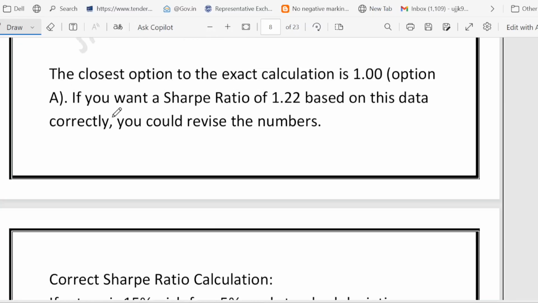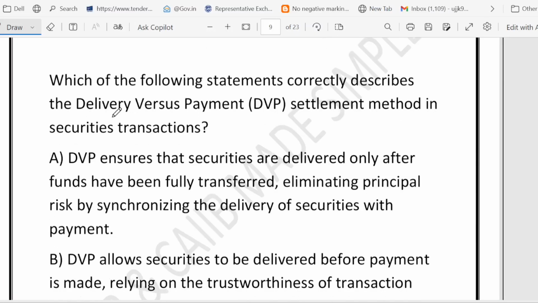Now friends, have a look at this next question. This question is all about DVP, that is called delivery versus payment. So the question is, which of the following statements correctly describes the DVP settlement method in security transactions? Yes. So basically, what are the options? Option A: DVP ensures that securities are delivered only after funds have been fully transferred, eliminating principal risk by synchronizing the delivery of security with payment.